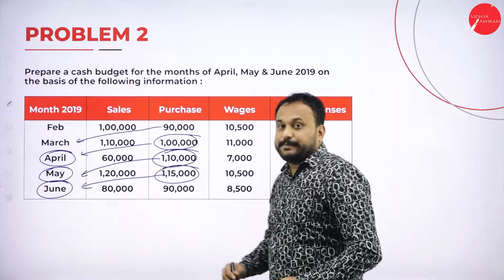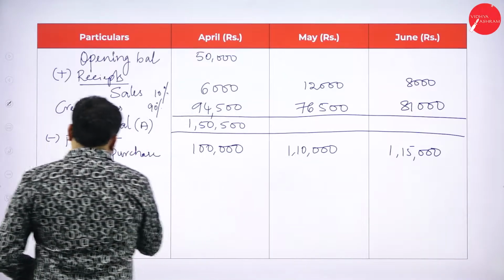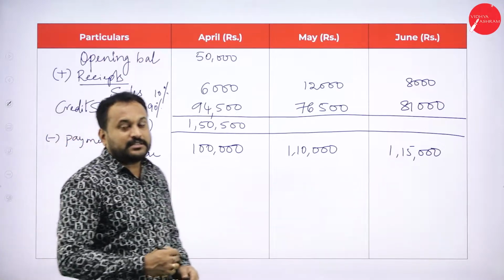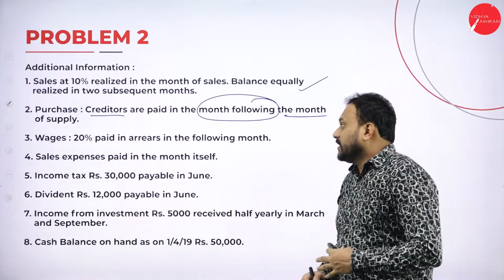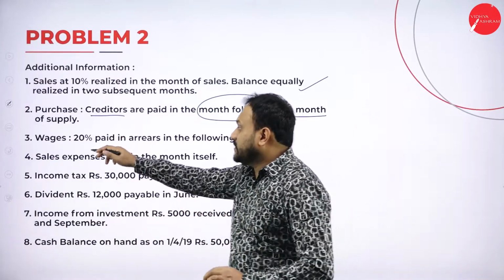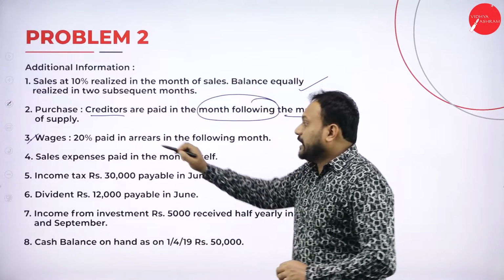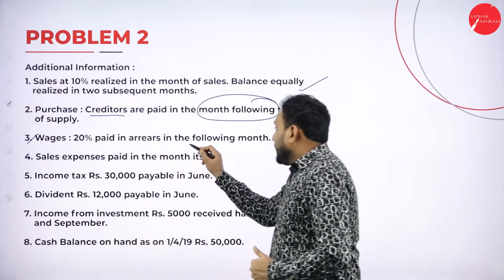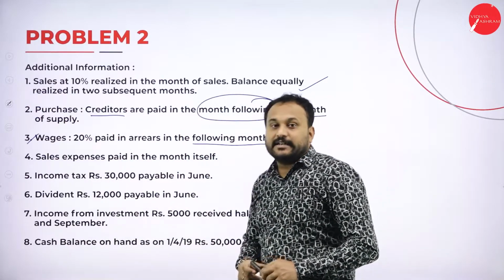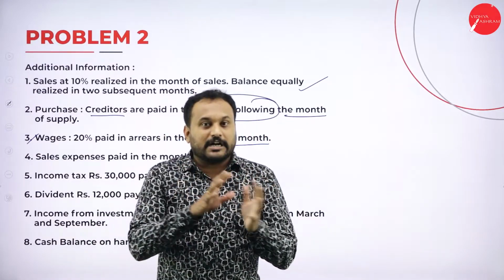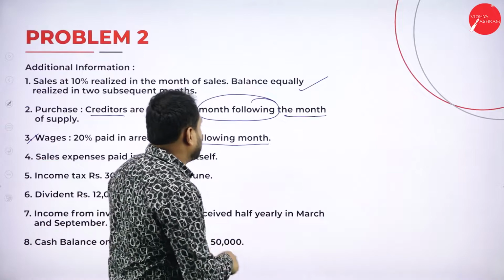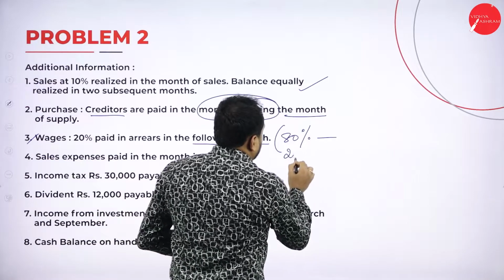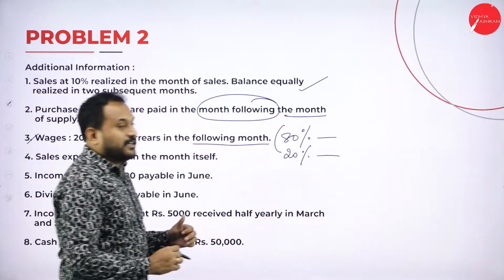Next we have is what? Wages and sales expenses. Let's go with this. After purchase, we have wages. Now when we go with wages, again we need to check in the question what the conditions are. Now they have said the third condition itself is what? Wages 20% paid in arrears. 20% paid in arrears in the following month. Now what is this paid in arrears in the sense? Understand, we have total 100%.